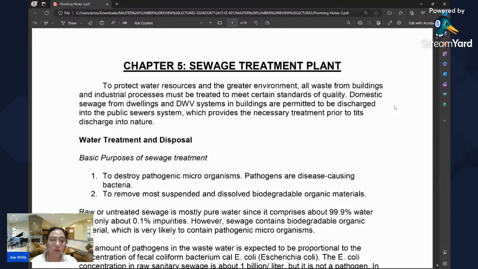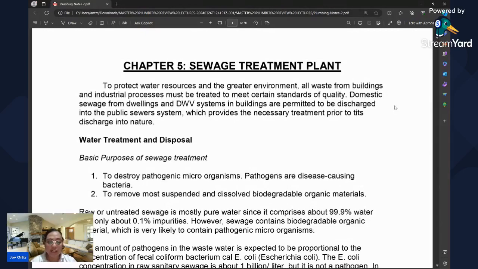Domestic sewage from dwellings and DWV systems. The drainage, waste and vent systems in buildings are permitted to be discharged into the public sewer system, which provides the necessary treatment prior to its discharge into nature. So, water treatment and disposal. Basic purposes of sewage treatment.